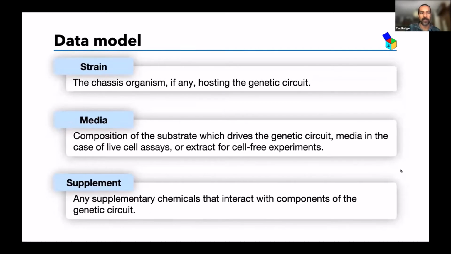Then we need to link that to metadata about what the experiment was. So what strain or chassis organism was this, if there is any? It could be a cell-free experiment, for example. What media or substrate composition was used to grow the cells, if there were cells. If there were no cells, what substrate was used in the cell-free assay to drive the circuit, essentially. And then we have supplementary chemicals, which could be inducer chemicals, which affect the operation of the circuit by changing the gene expression levels. So that's the essential structure of the data model.